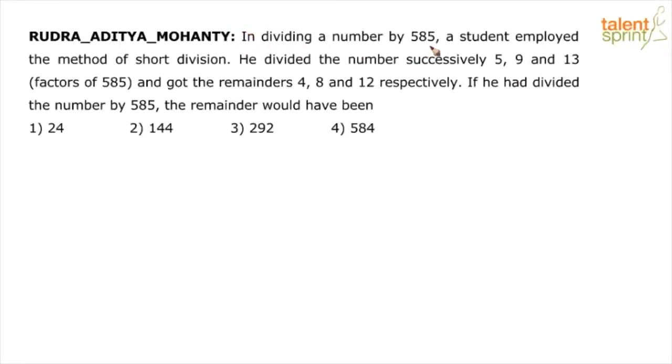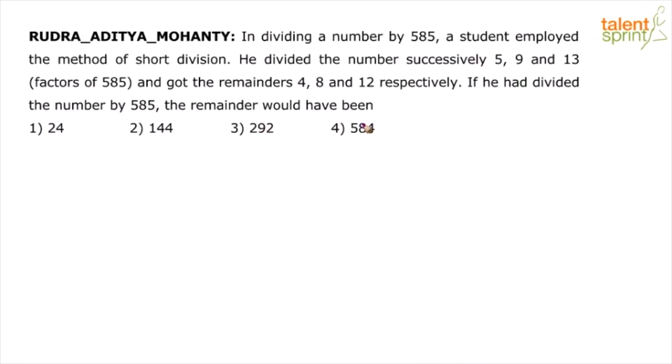Dividing a number by 585, a student employed the method of short division. He divided the number successfully by 5, 9 and 13, which are all factors of 585, and got the remainders as 4, 8 and 12 respectively. If he had divided the number by 585, the remainder would have been dash. Will it be 24, 144, 292 or 584?